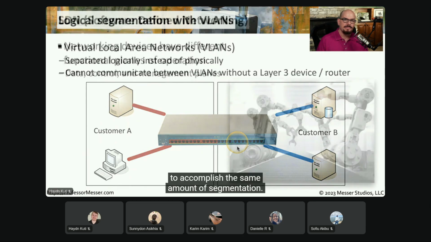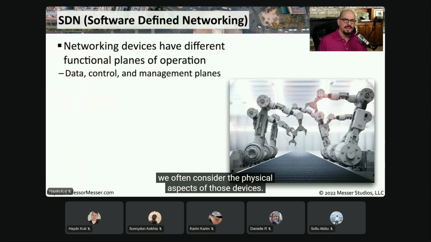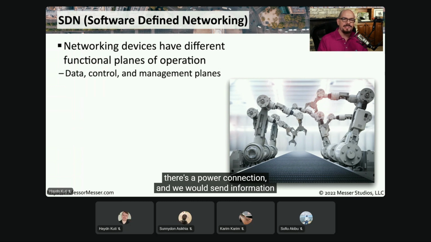When we think about switching and routing, we often consider the physical aspects of those devices. There's interfaces we would connect to, there's a power connection, and we would send information through those devices to be able to forward traffic from one device to another.